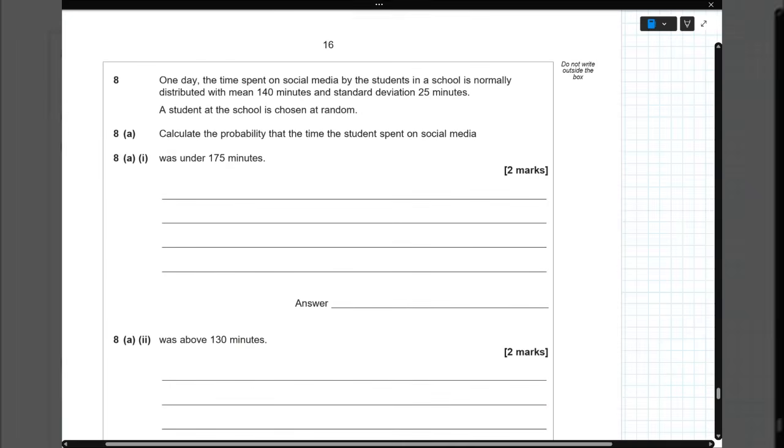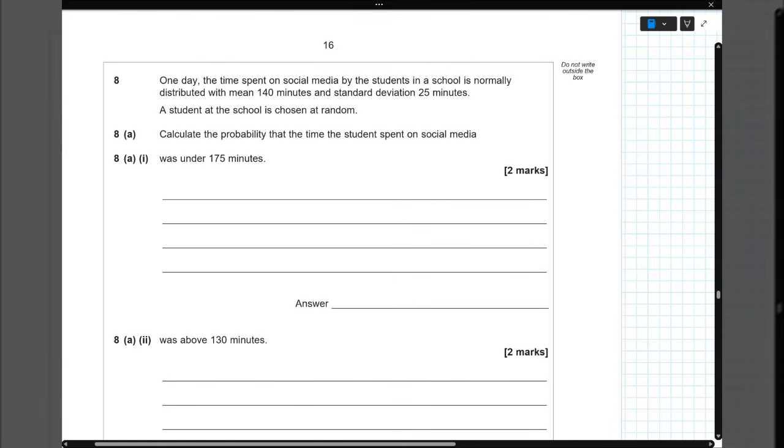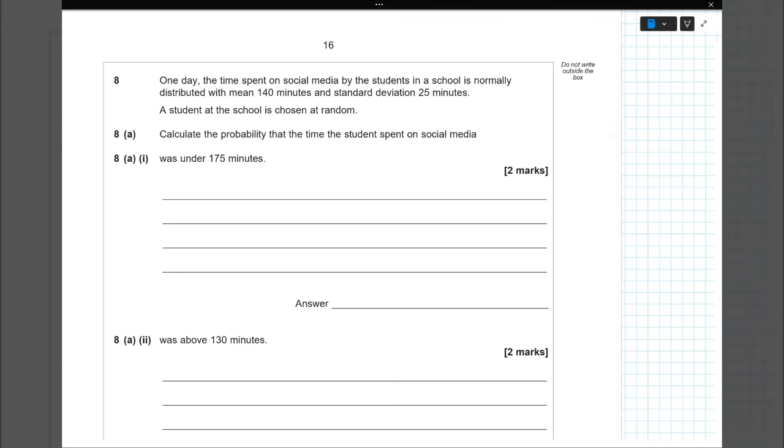Question number 8. One day, the time spent on social media by the students in the school is normally distributed with a mean of 140 minutes and a standard deviation of 25 minutes. I never know if that's supposed to be squared or not, but that doesn't really massively matter because when we put it into the calculator, it's all going to work nicely for us.